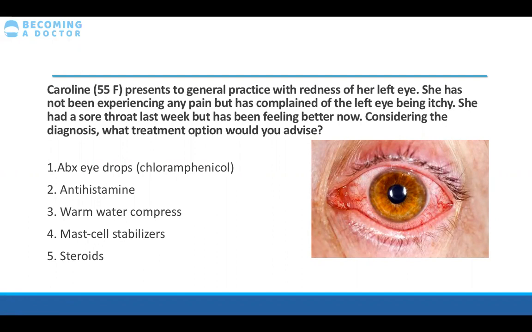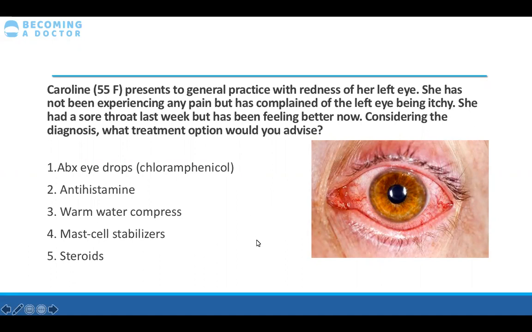All right, so we got quite a few votes coming in. I'm going to give it like 5-6 more seconds for you to vote. Okay. All right, so the majority of you said antihistamine, and then we've got a tie between antibiotic eye drops, warm water compress, and mast cell stabilizers. We've got no votes for steroids, so that's good.